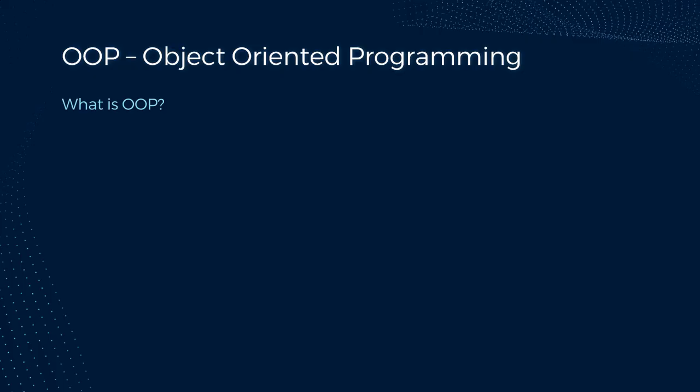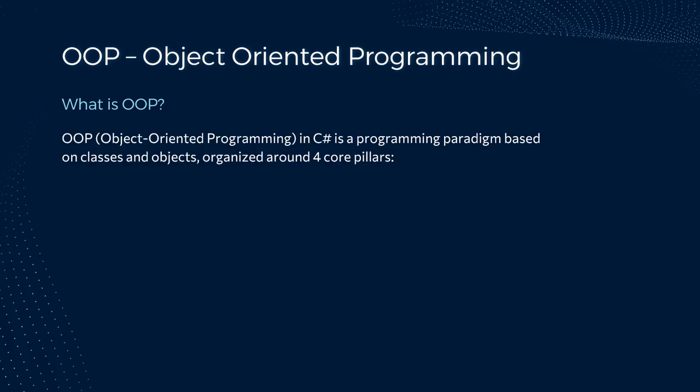Object-oriented programming. What is object-oriented programming? Object-oriented programming in C# is a programming paradigm based on classes and objects organized around four core pillars. So what are those four core pillars? The first is encapsulation, then inheritance, polymorphism, and abstraction. We will be learning all these concepts in our upcoming videos, but today we need to focus more on classes and objects.